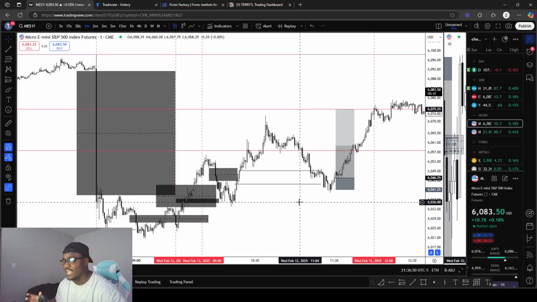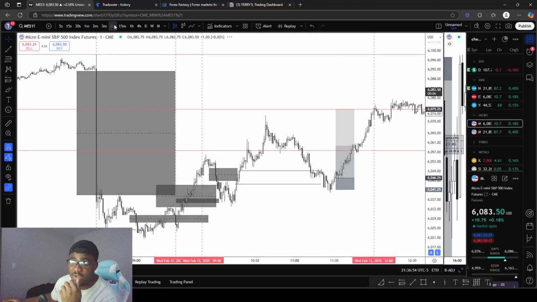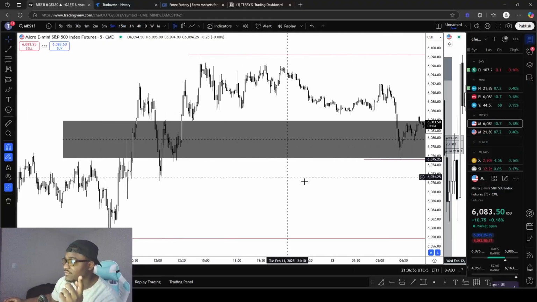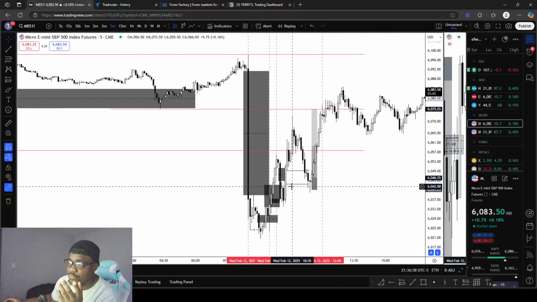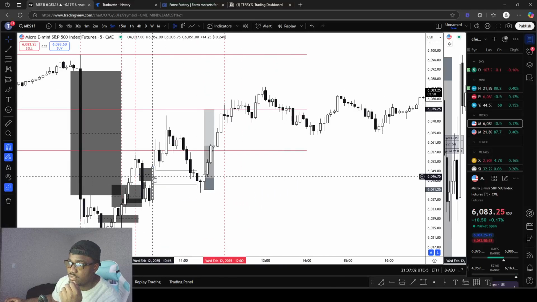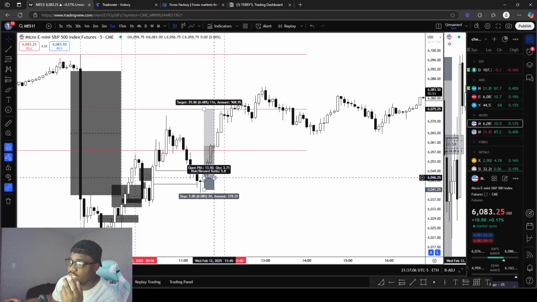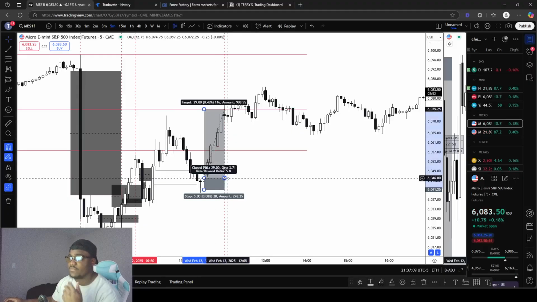ES had the same thing, but the reason why I got stopped out on Nasdaq was because ES didn't retrace back to that 5 minute gap. That's literally the reason why. Now, if I was a little bit more patient and waited for this 5 minute imbalance right here to get filled on ES, my trade would have hit for like a 5.8 right there for you.